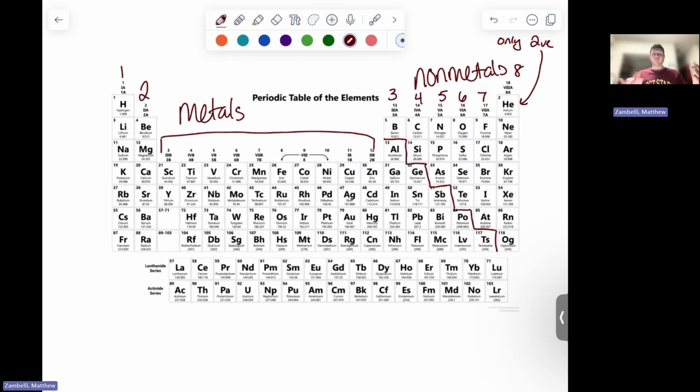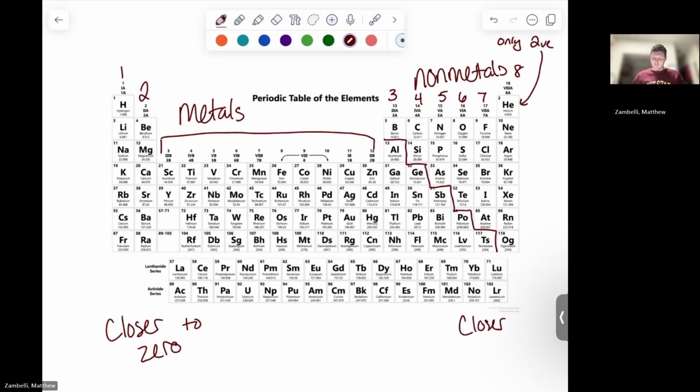And so we tend to look at our metals, the left side, as closer to 0, and therefore they want to lose all their valence electrons. They want them to go away. Our nonmetals are closer to 8, so they want to gain extra valence electrons. They want those extra ones. They don't want to have any missing.